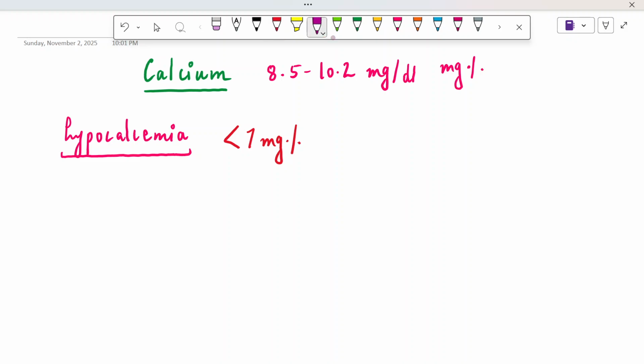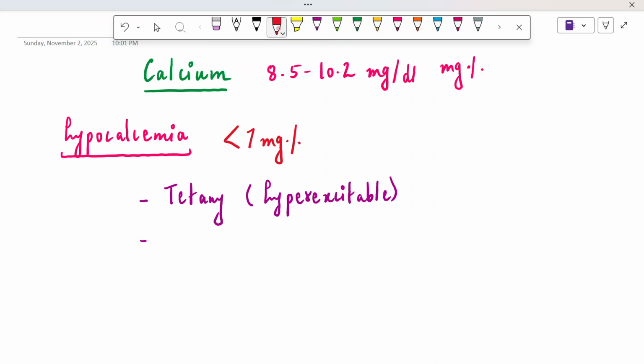And what are the manifestations? Hypocalcemia can result in the development of tetany. And why does tetany occur? Because it results in hyperexcitability of the neurons. The neurons go into a hyperexcitable state, right? So that results in the development of tetany, and tetany is the contraction of the muscles, the skeletal muscles.